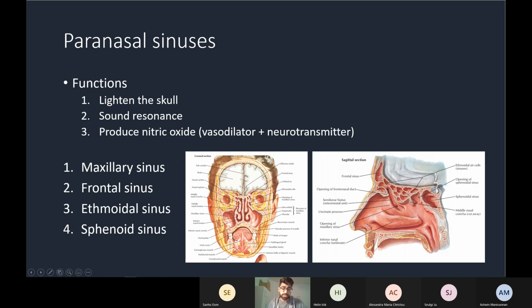The ethmoid sinus, or ethmoid air cells, we can divide into two parts: anterior and posterior ethmoid air cells. These are 3 to 18 hollow structures in the body of the ethmoid bone.